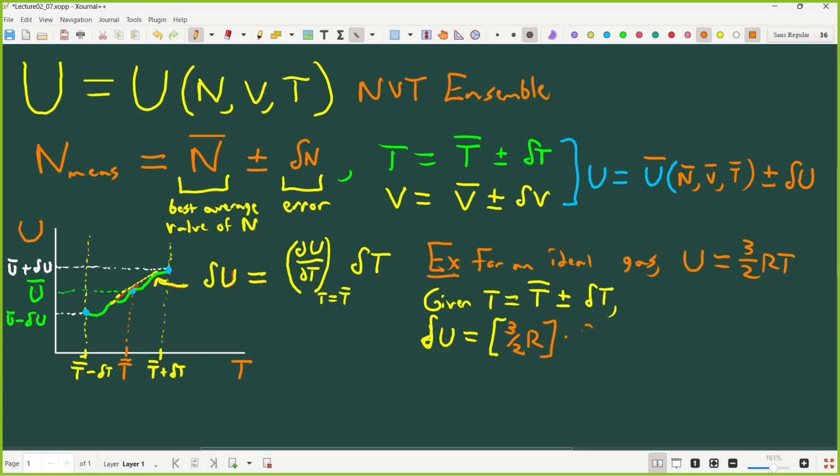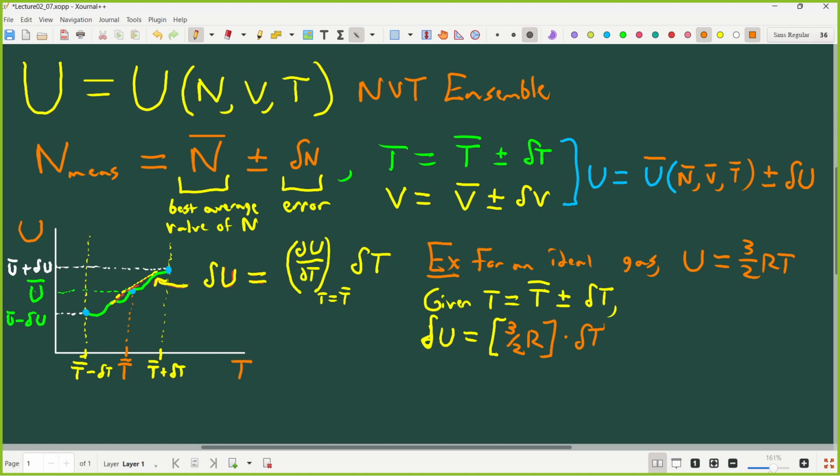And that's multiplied by the error in t. Okay? So whatever our error in t is, we know that the error in u is going to be multiplied by 3 halves r. That's fixed. Simple as that. That's all it is. It's just a relative conversion between two different changing quantities.